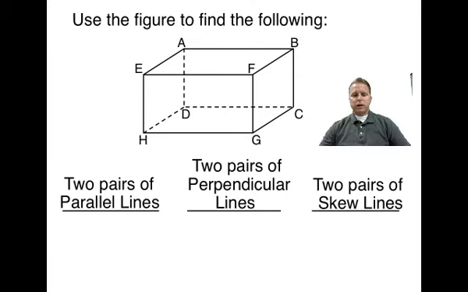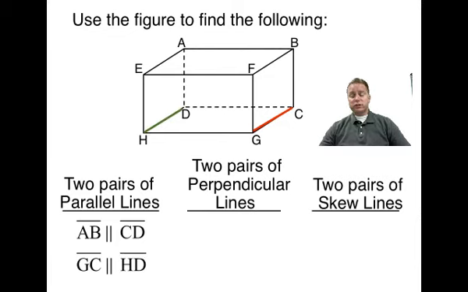Okay, so let's use the figure to find the following. Two pairs of parallel lines, two pairs of perpendicular lines, two pairs of skew lines. Will you pause the video and try to list out all that you can? Okay, so parallel lines could be AB and CD. They're parallel. And GC and HD. Now these aren't the only sets of parallels, they're just two examples. We have many sets of parallels that we could use.